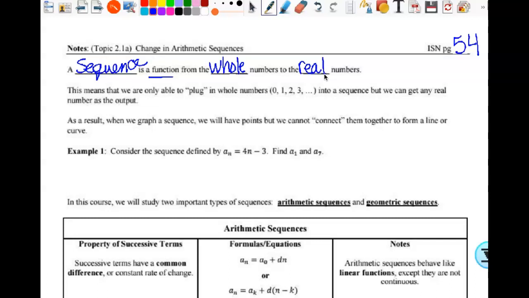Okay? So I think it goes along to say this. This means that we are only able to plug in whole numbers. So here are your whole numbers, 0, 1, 2, 3, 4, into a sequence. But we can get any real number as an output. Okay? So it's not like it just outputs whole numbers. As a result, when we graph a sequence, we will have points, but we cannot connect them. Okay, so even though it's a function, this is discrete data, which means when we plot our points, we're not connecting the dots in any form or fashion. Okay? It might look linear, but we don't actually connect them to make a line.